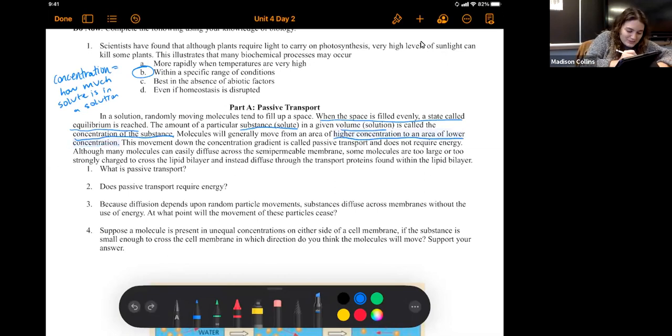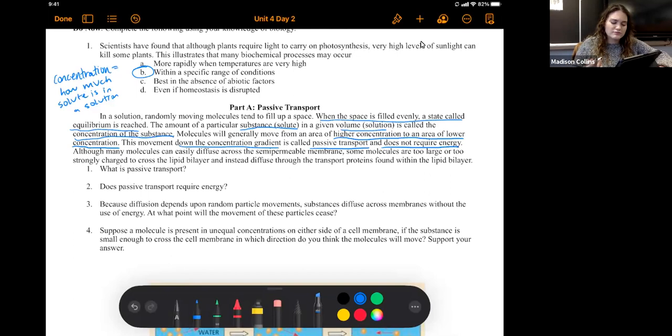Oh, I had a little twitch there. This movement down the concentration gradient is called passive transport and does not require energy. I'm going to read that sentence one more time because that's going to be super, super important. Actually, 2 sentences. Molecules will typically move from an area of higher concentration to an area of lower concentration. This movement down the concentration gradient is called passive transport and does not require energy. Although many molecules can easily diffuse across the semipermeable membrane, some molecules are too large or are too strongly charged to cross the lipid bilayer and instead diffuse through the transport proteins found within the lipid bilayer.